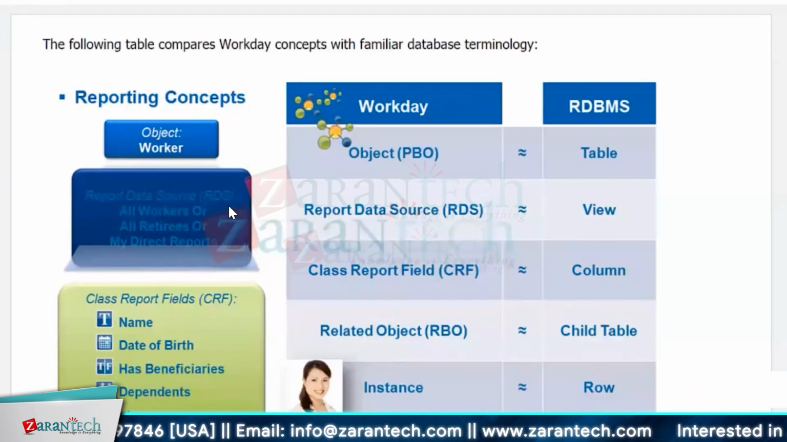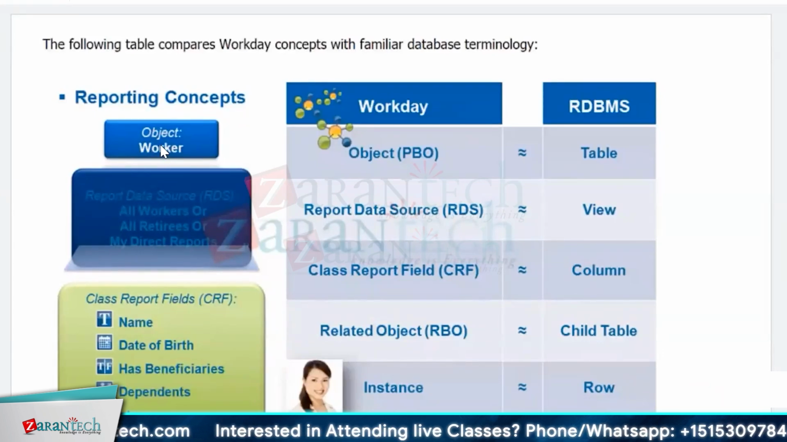And Ramesh, I will come back to your report data source question, but you could have the business object being a worker, but the report data source, right? Yes, there are so many workers in the whole tenant, but maybe you just want people that are retirees. So you can use the report data source all retirees, all workers, or my direct reports. So you're filtering down the view rather than picking everyone and then trying to filter down afterwards, which helps with the performance.